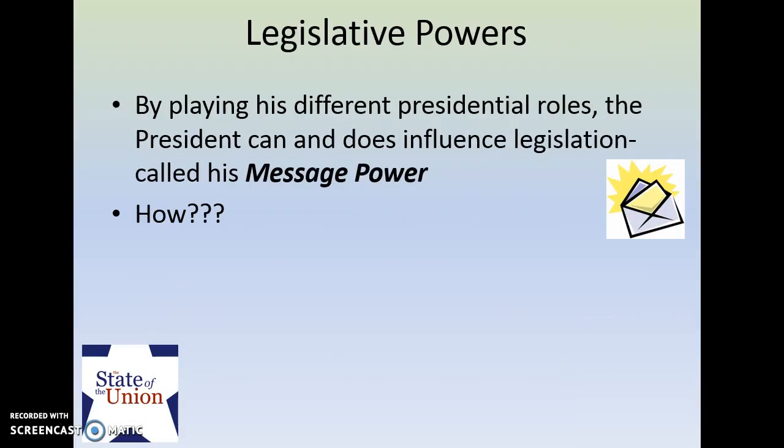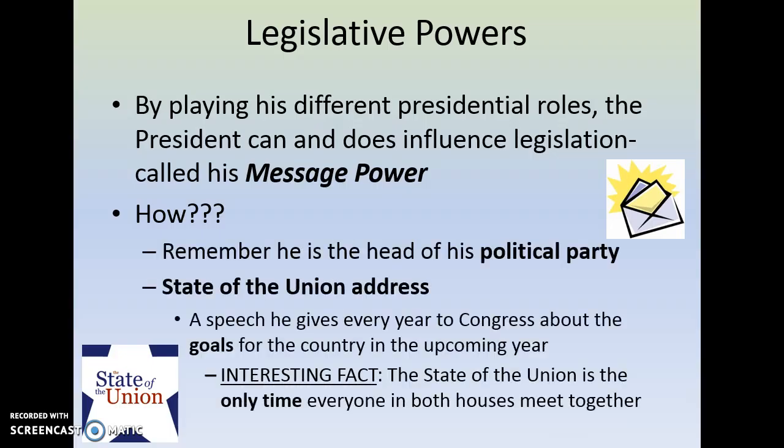He also has legislative powers. Now, he doesn't have direct legislative powers, but he can influence legislation by sending out messages. He's the head of his political party, and so when he goes out and says, hey, all Republicans are going to push for this, or when President Obama comes out and says, hey, all Democrats are going to get on board with the Affordable Care Act, and we're going to push this through Congress. He has the ability to do that.